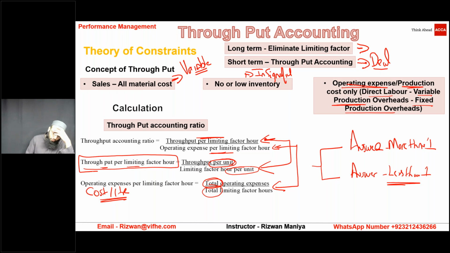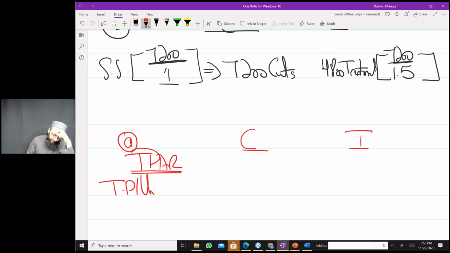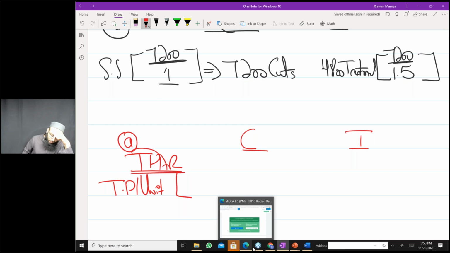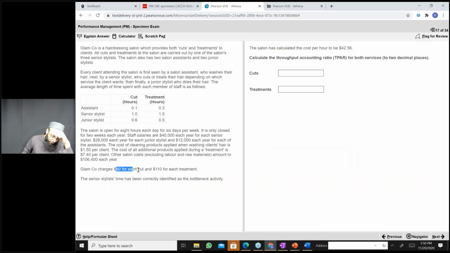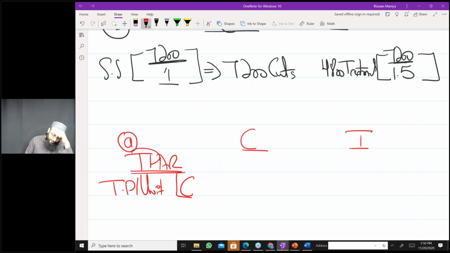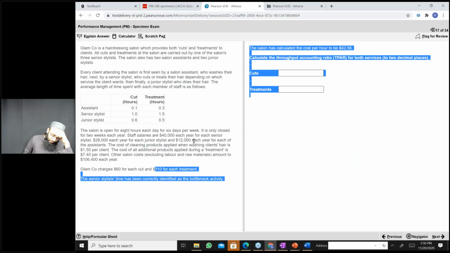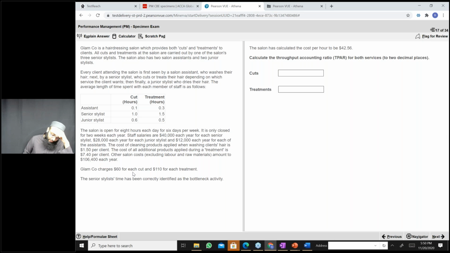So I need to work out throughput per unit. Let's start with cuts first. The formula is selling price minus variable cost. The selling price is 60 for cut and 110 for treatment. Second, what about the material cost? You can see here cleaning cost will be your material. It says the cost of cleaning products applied when washing client hair is 1.5.